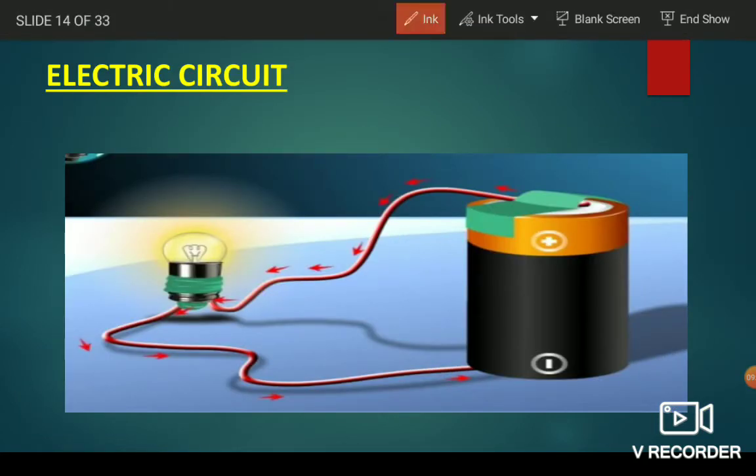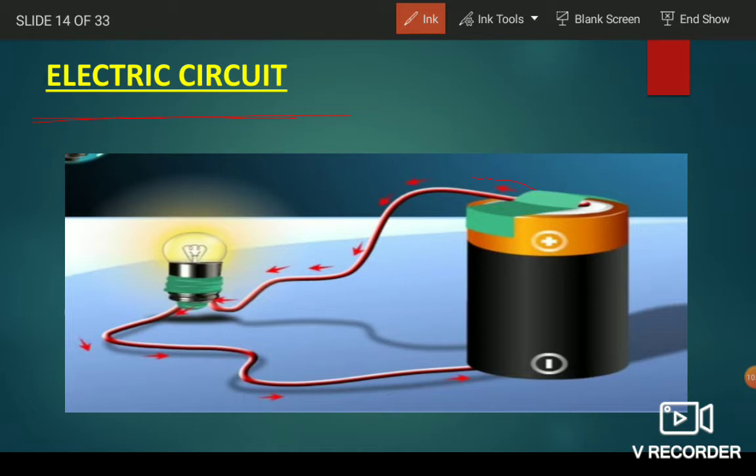Now our next topic is electric circuit. As you saw, when we connected both the terminals of the cell, current started flowing, right? But this current would flow continuously without any disturbance only when the path is complete and closed. And such a complete path is called an electric circuit.